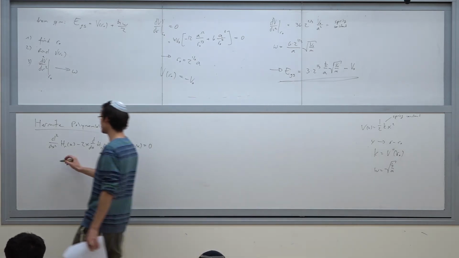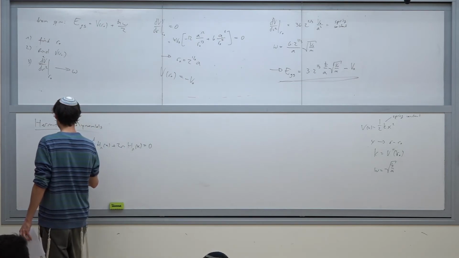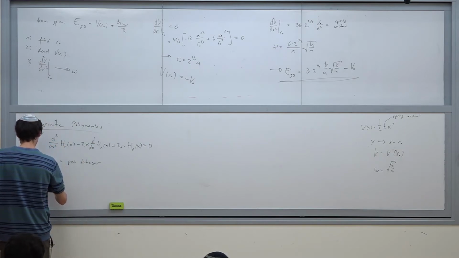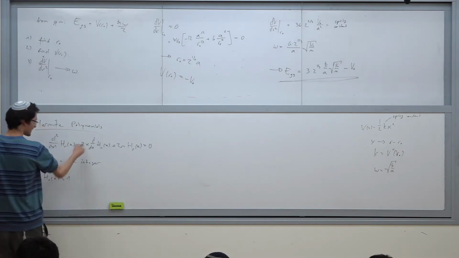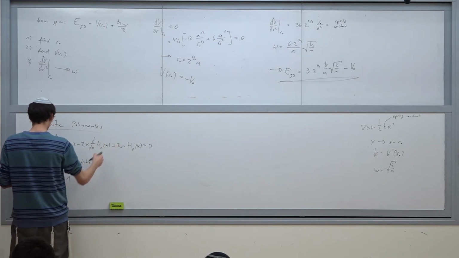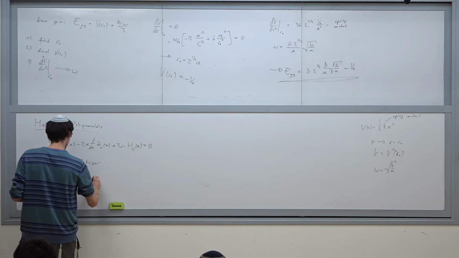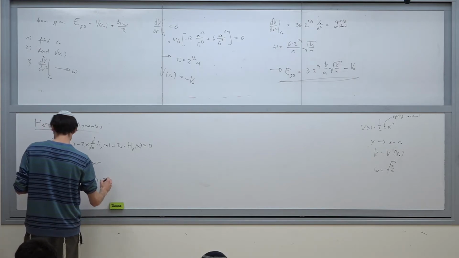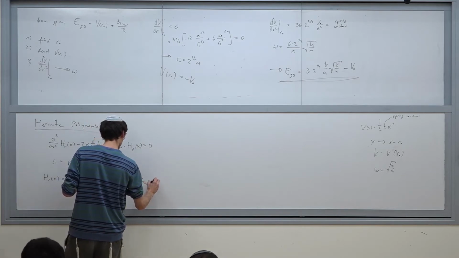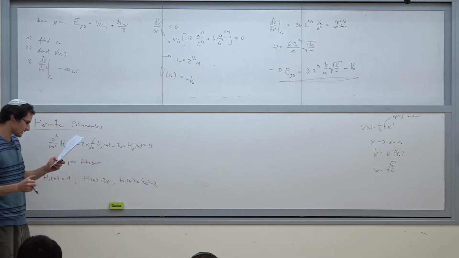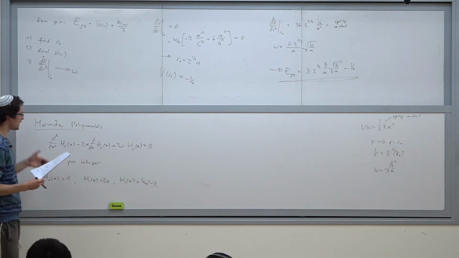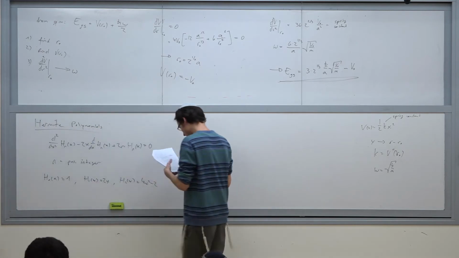n is a positive integer. A few examples. H0 of x is just 1. You can check that 1 actually satisfies this equation. For n equals 0. H1 equals 2x. H2 equals 4x squared minus 2, and so on. The list is online. These Hn, the Hermite polynomials, are mutually orthogonal.